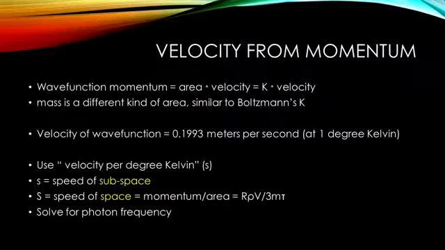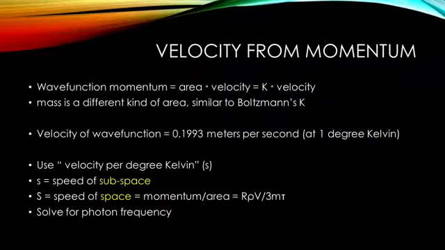And for a nova star, the speed of space can be calculated from this formula, r rho v over 3mr, where r is the radius of the star, rho is the mass density, v is the proton volume, m is the proton mass, and r is the proton radius. And from that you can solve for the point at which a star will go nova.